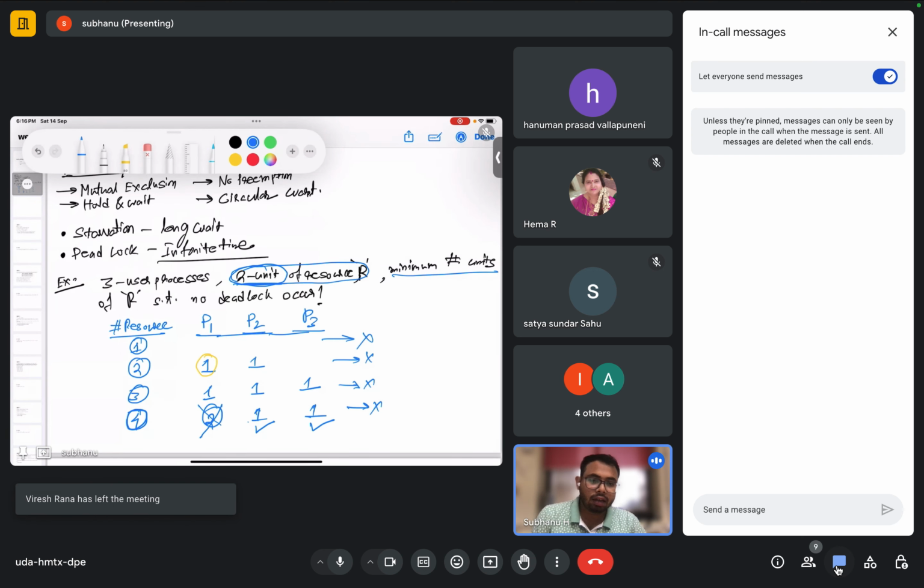So I hope that this definition is clear, what is the minimum number of resources required to finish the process.